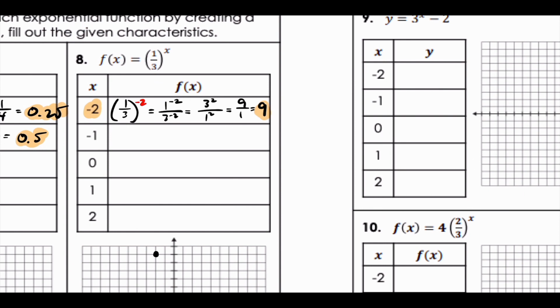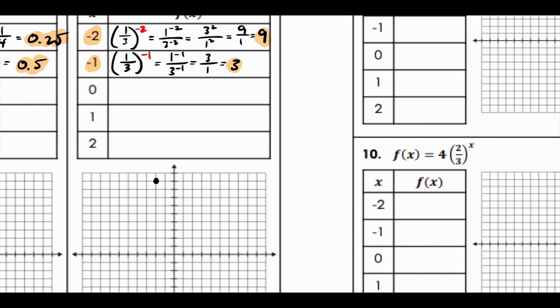Next one, plug in negative 1. Give the top a power, give the bottom a power. And they switch spots, and I just get 3. Next dot, negative 1, 3. Next thing, plug in 0.